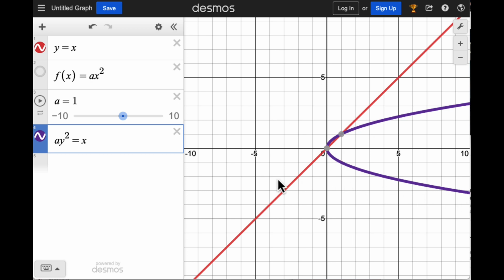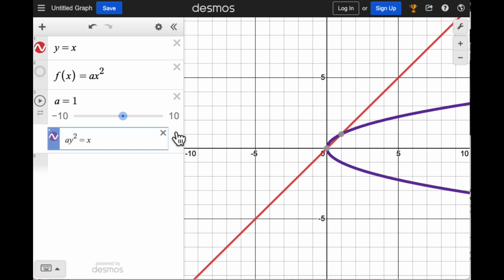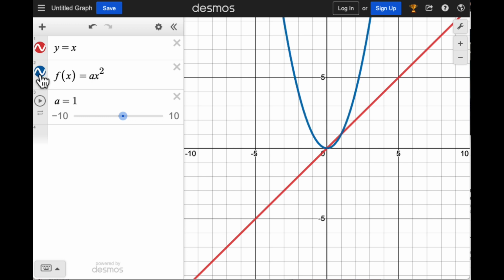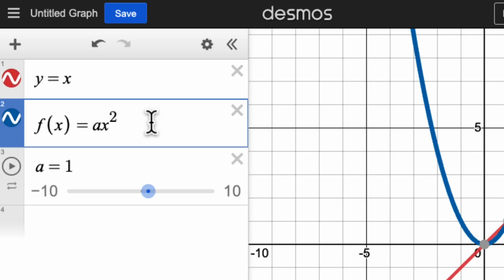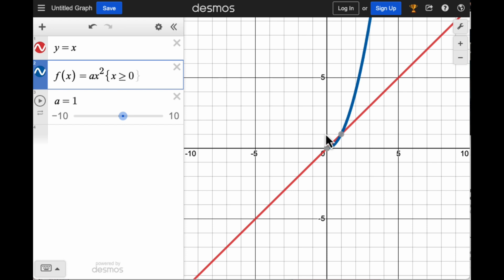So let's go back to the original function. Get rid of this non-function and turn on the original function, f of x equals ax squared. We need to limit the domain of this parabola. Let's limit the domain of this function to values of x greater than or equal to 0. To do so, input this, brackets, x greater than or equal to 0. Now you see only half the parabola.